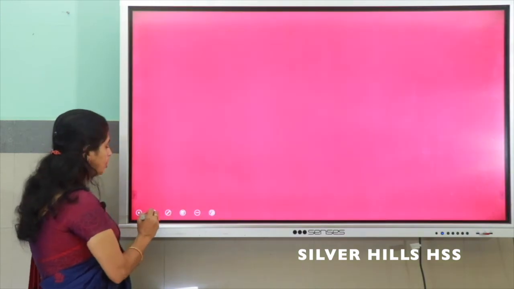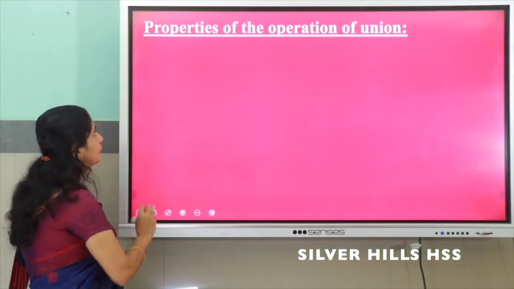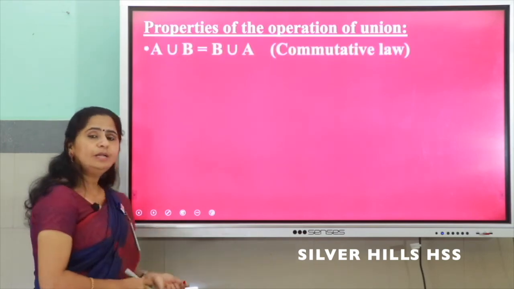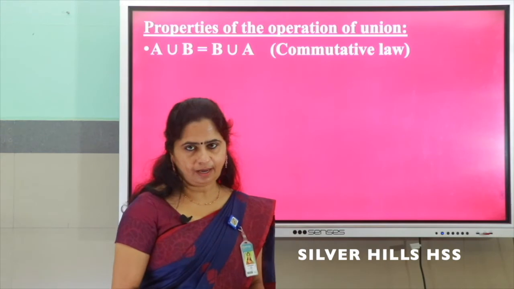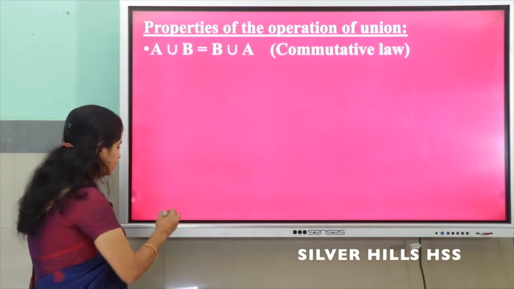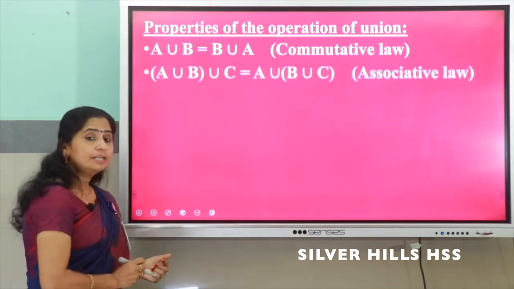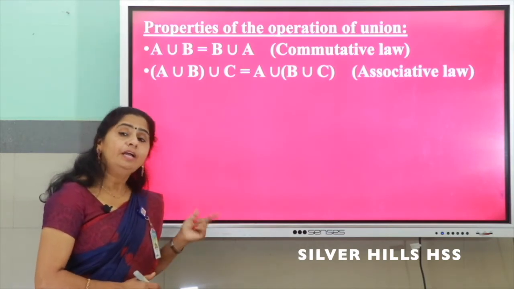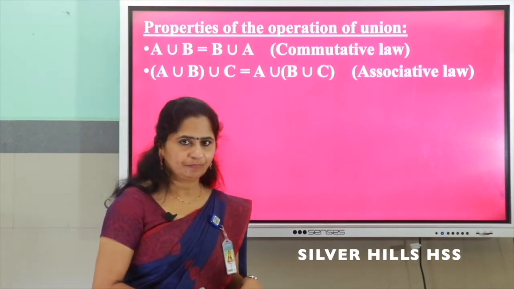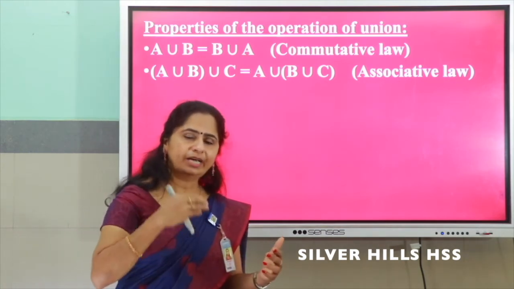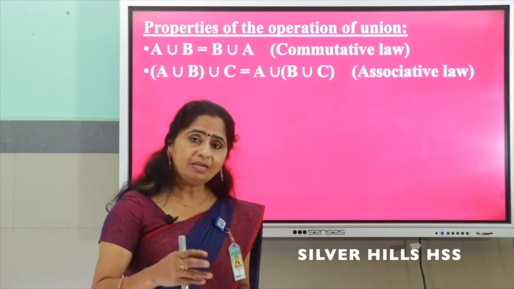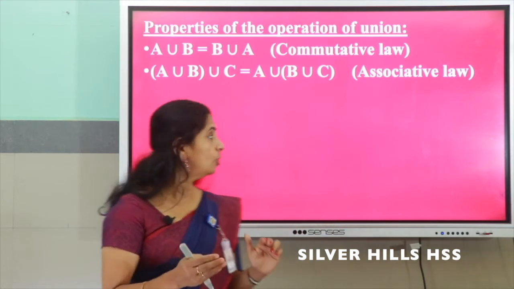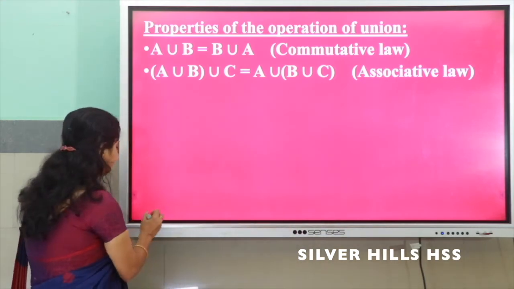Now, let us see some properties of the union. First one, union is commutative, that is A union B is equal to B union A. That is called the commutative law. The next is associative, that is (A union B) union C is the same as A union (B union C). So, in whatever way you take, whether A union B union C or B union C union A, the result will be one and the same. That is called the associative law.